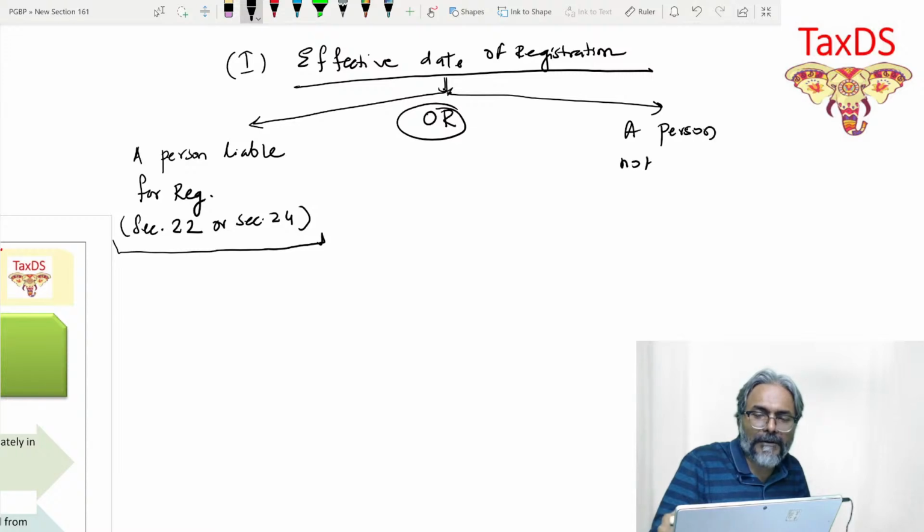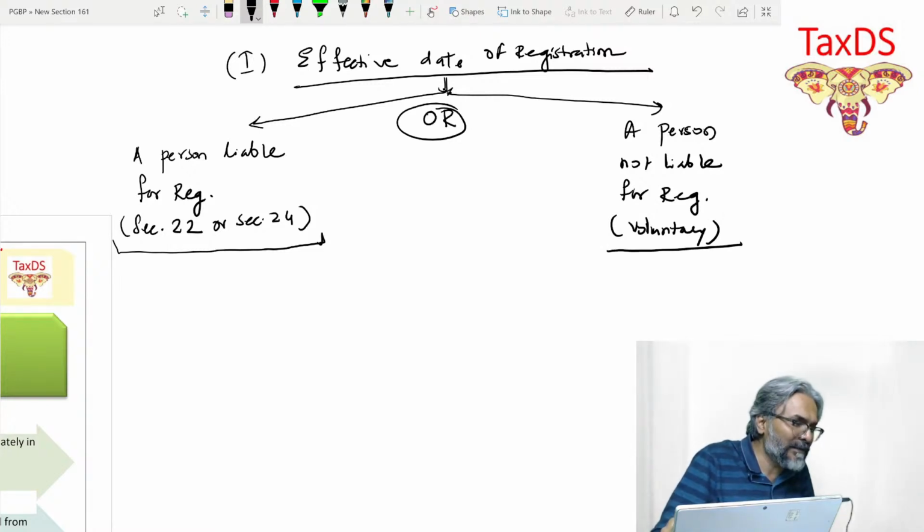A person who is not liable for registration, which means that he wants to take what? He wants to take voluntary registration. This is a case of voluntary registration when a person is not liable for registration. You all get this one, students?